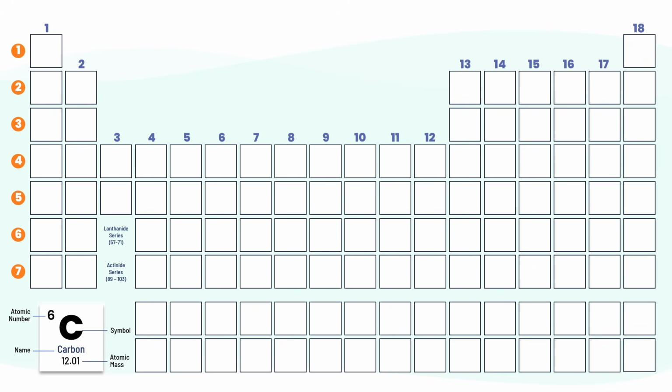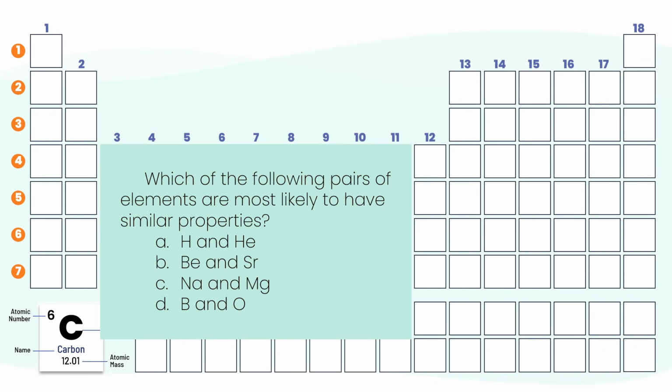Let's test your periodic table instincts. Which of the following pairs of elements are most likely to have similar properties? Is it A, hydrogen and helium, B, beryllium and strontium, C, sodium and magnesium, or D, boron and oxygen? Remember, the key clue lies in their placement on the periodic table. So which pair shares the same group and therefore similar chemical properties?